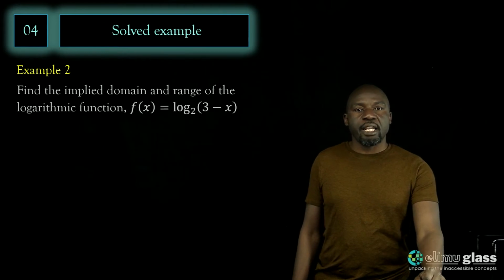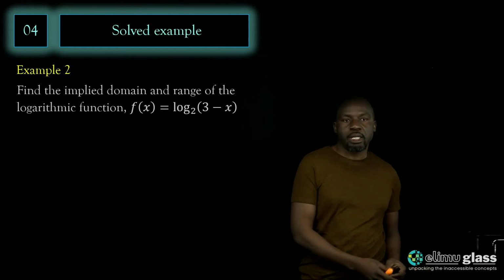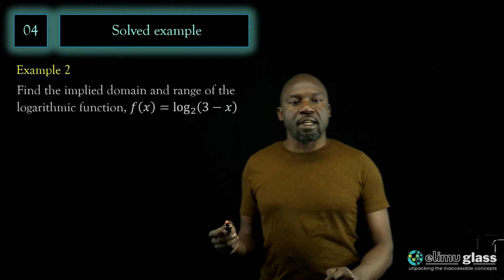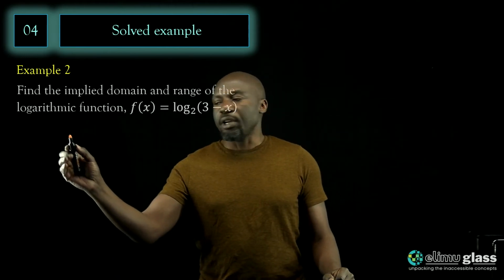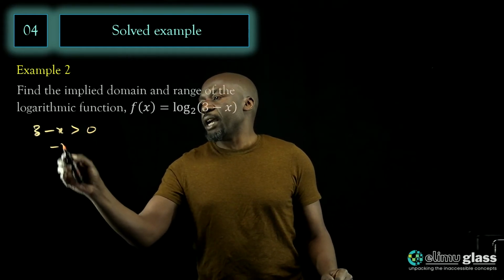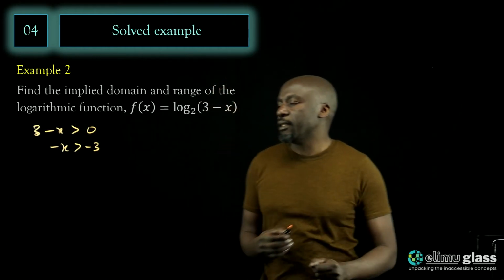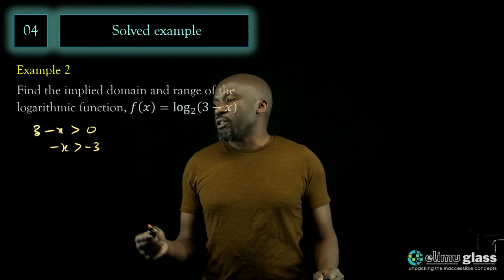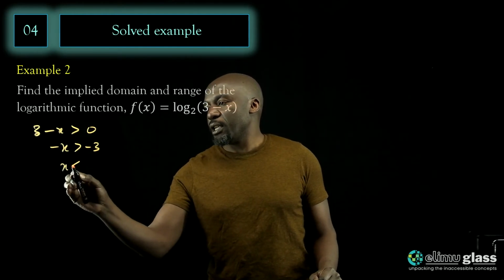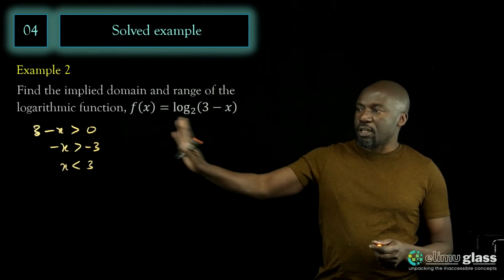Find the implied domain and range of the logarithmic function log to base 2 of 3 minus x. Once again, the argument has to be greater than 0. So we reason that 3 minus x has to be greater than 0. So minus x has to be greater than minus 3, by moving 3 to the other side. If we divide both sides by negative 1, the sign of the inequality flips, and we have x is less than 3. So this function is only defined for x less than 3.